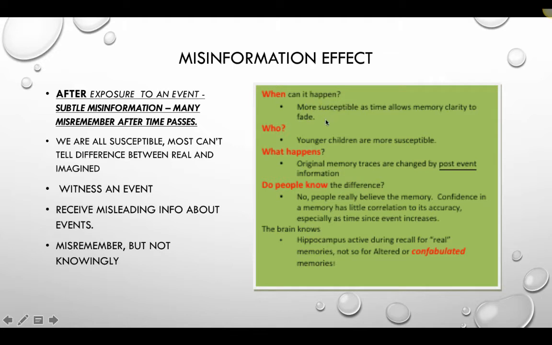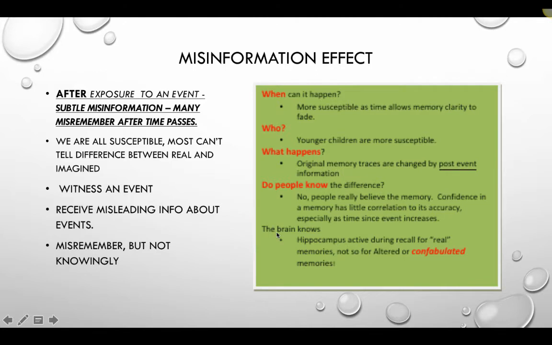So when does it most likely happen? As the clarity of a memory begins to fade over time. Young children are more susceptible to it than are older adults. And it tends to happen with post-event information. So not information that occurred during the event, but information or experiences that occurred after an event. And people don't really know the difference. The question is, do we know the difference? We don't. Our confidence in a memory has little to do with its accuracy, especially if time passes.